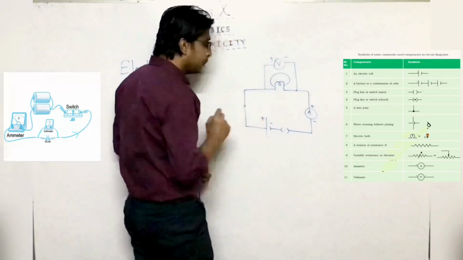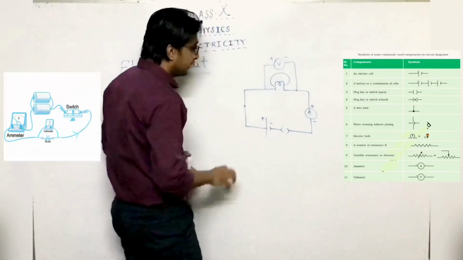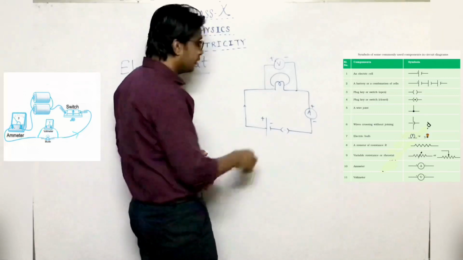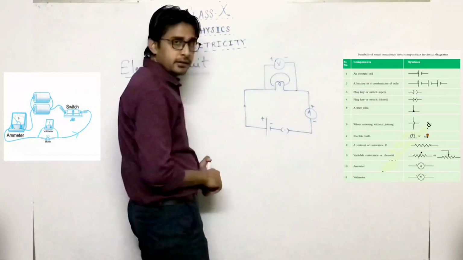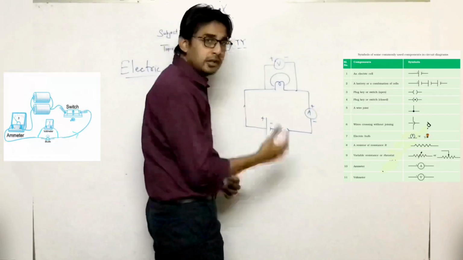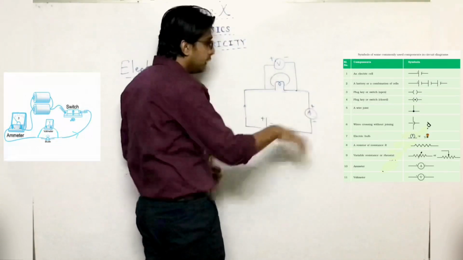One of the main points you have to keep in mind is that it should not have any breakage. There should not be any gap in the circuit. Why? Because if it is not continuous, the current will not flow.